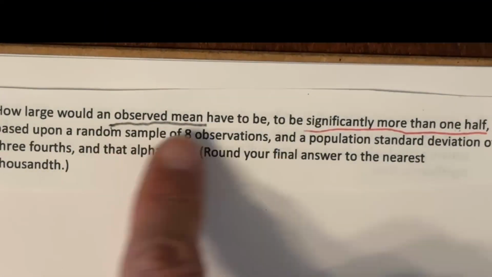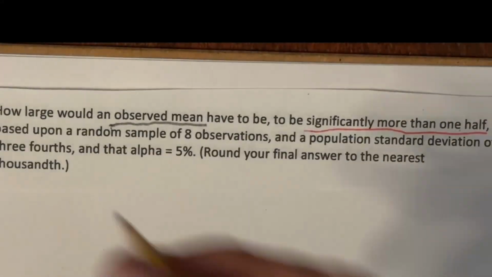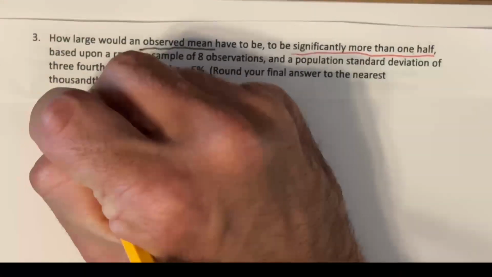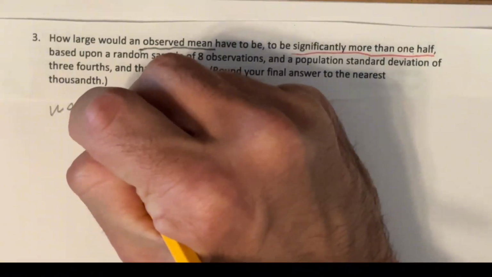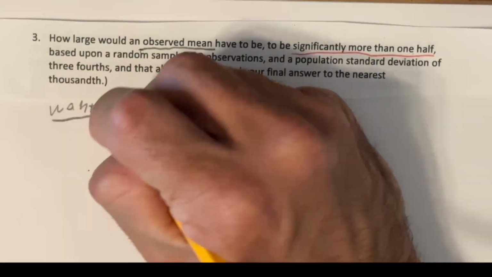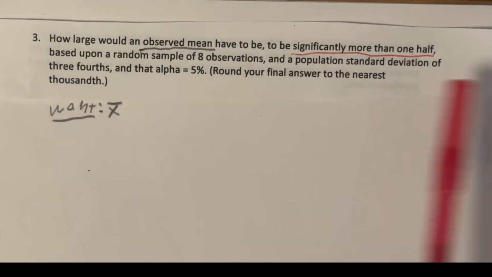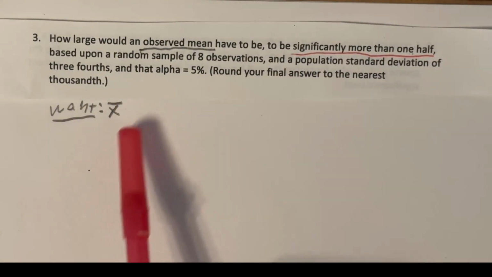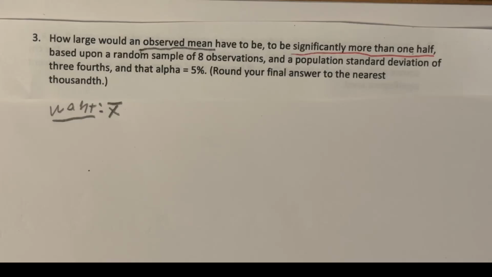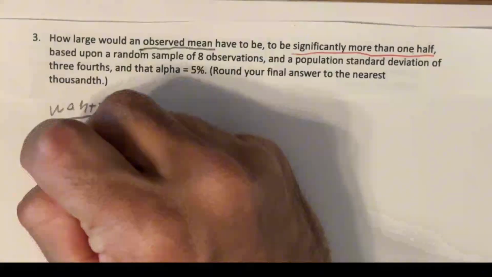So let's start with this observed mean. This is what we want. And that is X bar. That's what we want, and we want it to be significantly more than 1/2. We want to know what value should we observe to be significantly more than 1/2. Significantly more is specifying our alternative hypothesis. So we're going to write that first.